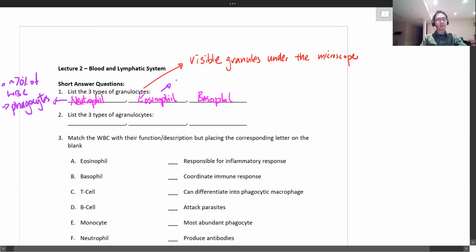Eosinophil, to keep it short, they can fight parasites. Okay, so if you have like a worm or something, they are going to be able to help fight it off. They also play a little bit of a role in things like allergies, but we're just going to keep it simple: parasites. And the basophil is responsible for inflammation, the inflammatory response.